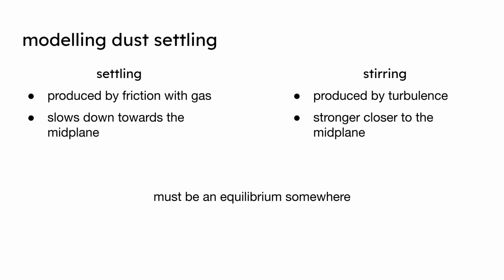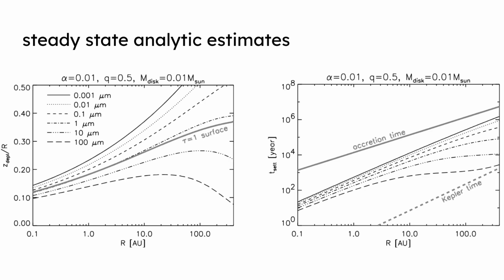Therefore, these are two effects that go against each other and have different strengths in different areas. So settling is stronger higher up, stirring is stronger closer to the midplane. Therefore, there must be some kind of equilibrium that will define the vertical distribution of dust density. And basically this is what they find through these analytical formulas. And here is the plot for these analytical solutions.